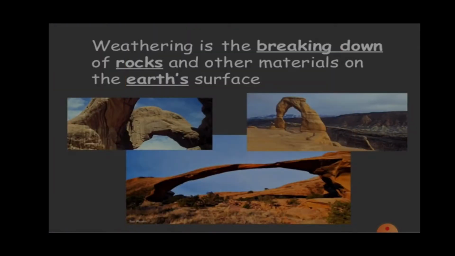Weathering is a breaking down of rocks and other materials on the Earth's surface. So, weathering describes the breaking down or dissolving of rocks and minerals on the surface of the Earth. Water, ice, acid, salts, animals, and changes in temperature are all agents of weathering. Once a rock has been broken down, a process called erosion transports the bits of rock and mineral away.